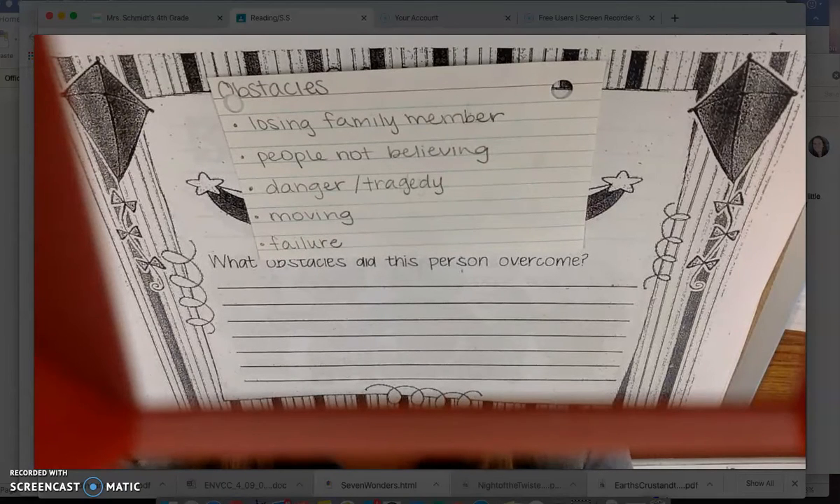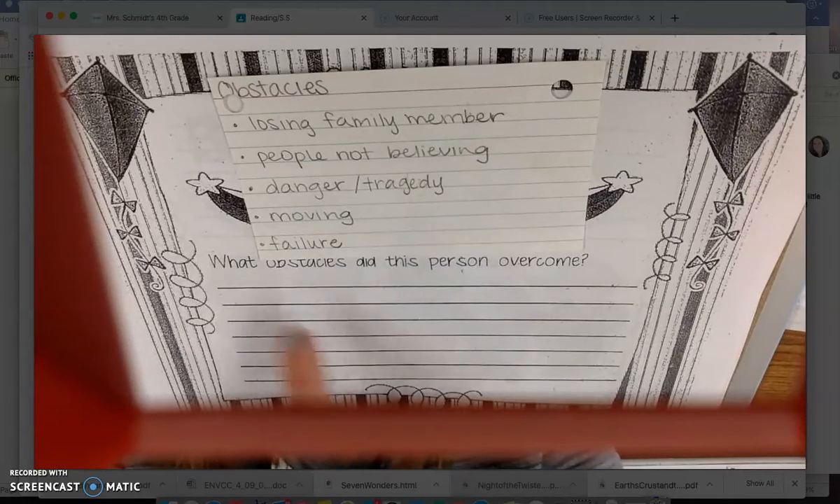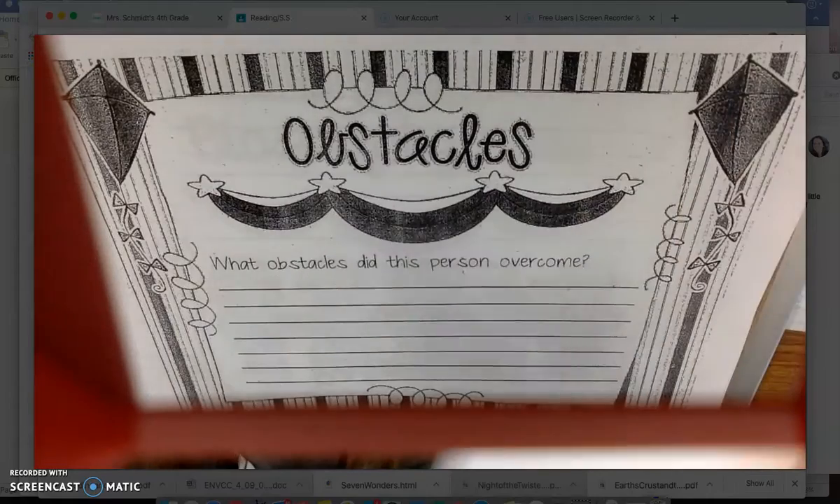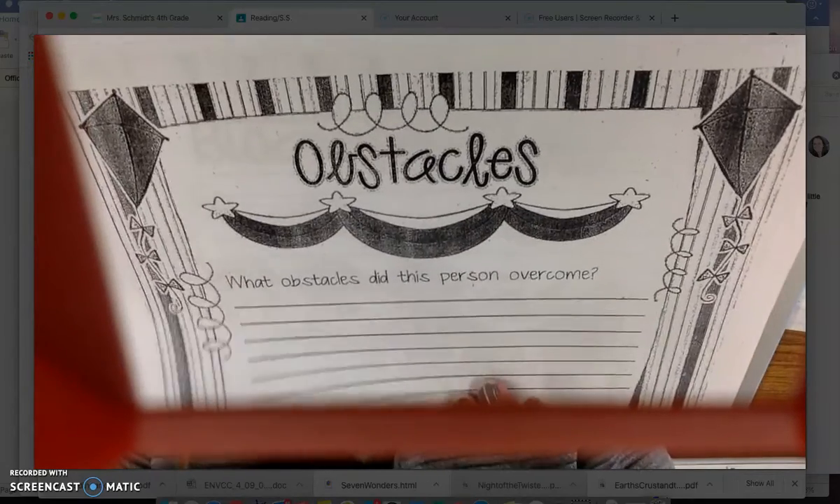So my scientist, Grayson, okay? There's a chance that Isaac Newton failed before he was successful, okay? There was a chance that people didn't believe him, okay? So that would all kind of be some of those obstacles. So we went over, I think, all of them.